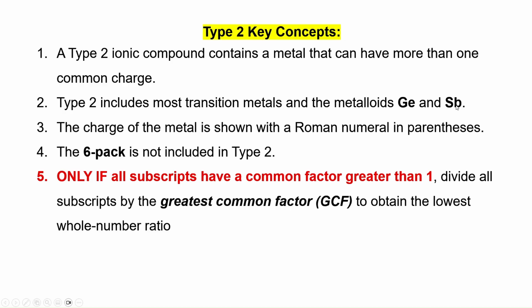The charge of the metal is usually shown with a Roman numeral in parentheses. By the way, the six-pack is not included in the type 2 compounds. And only if all subscripts have a common factor greater than 1, you must divide all subscripts by the greatest common factor, also known as GCF, to obtain the lowest whole ratio number.